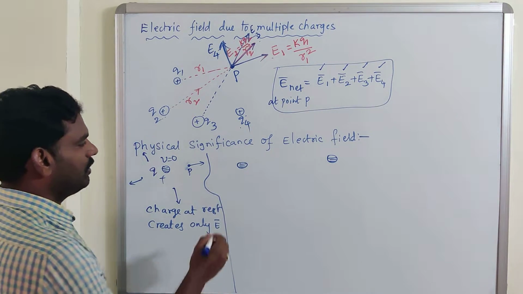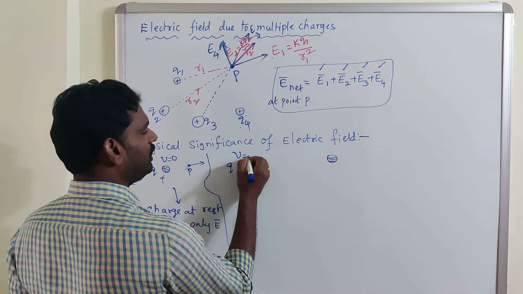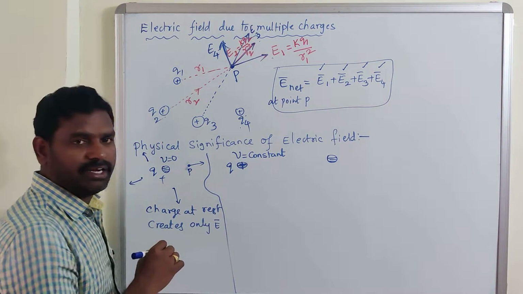Clear? Now, having this charge moving with uniform velocity: a charge in motion creates current.